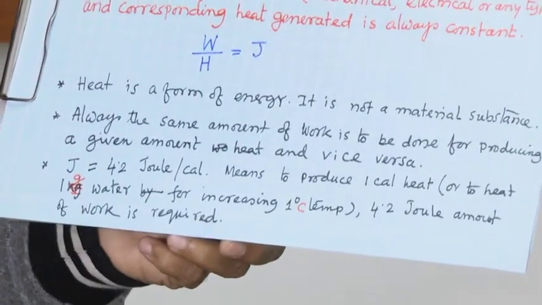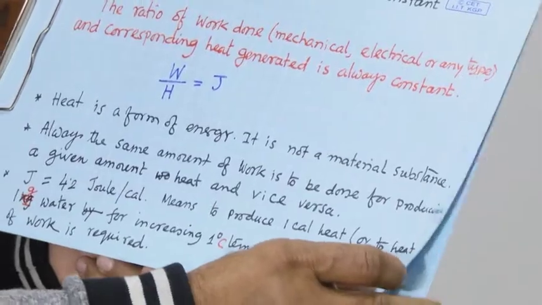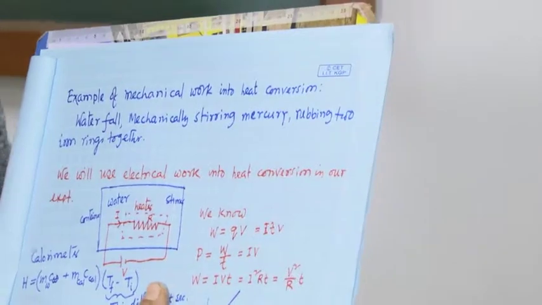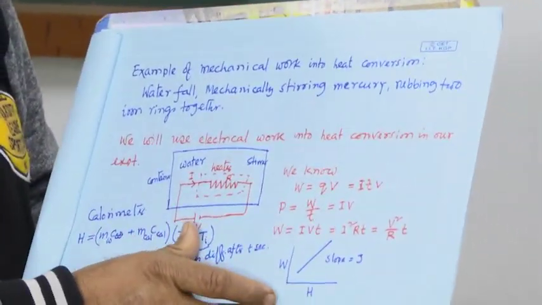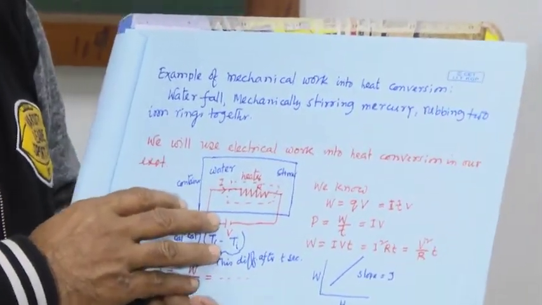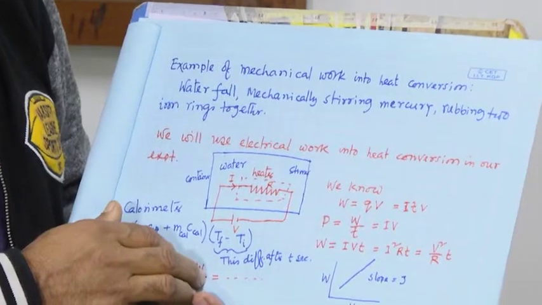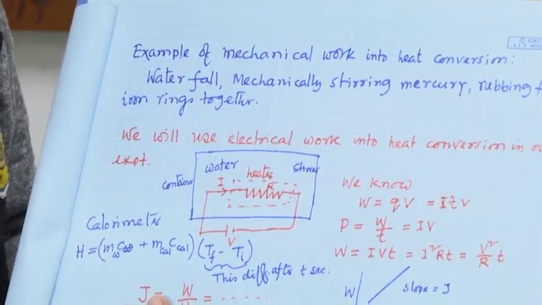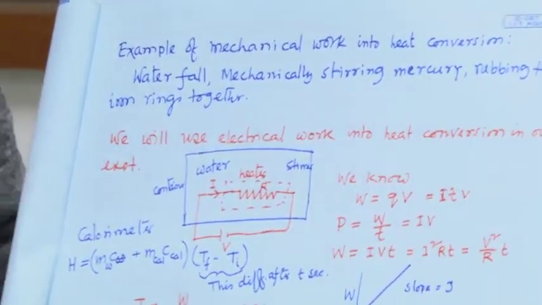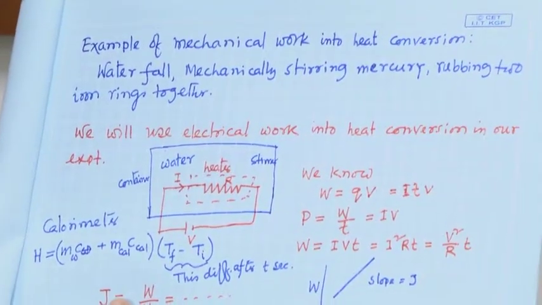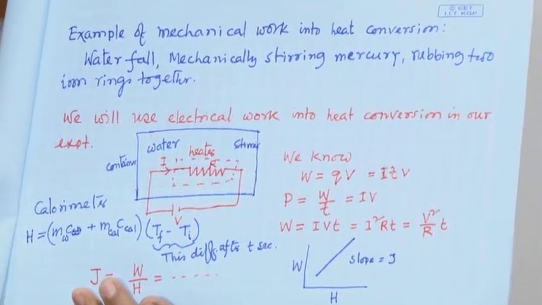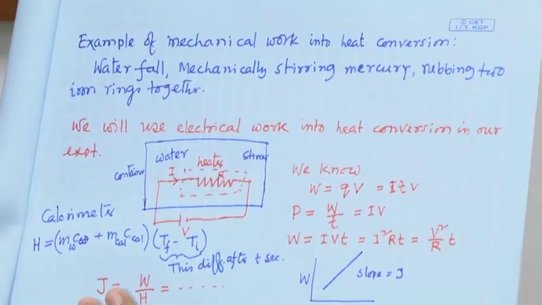Okay, so here in this lab we'll perform the experiment. We'll use electrical work done, electrical energy, not mechanical, but examples of mechanical work are very common, like a waterfall. If you have seen a waterfall, water is falling from the mountain to the ground. It's basically work done against gravitation, right? So that energy will be released and converted to heat.